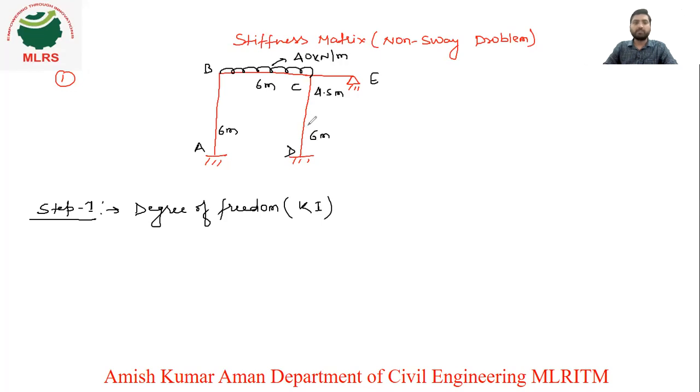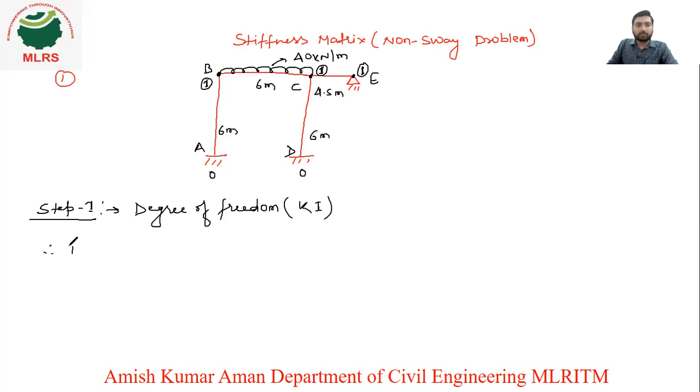Okay. So our first step is calculation of degree of freedom. We need to find the degree of freedom of this structure. If you see here, at A it is fixed, so degree of freedom is 0. At D, it is fixed, so degree of freedom is 0. Here it is hinged, right? So at this point, degree of freedom will be 1. Similarly, at C point also degree of freedom will be 1. This is hinged and here also it is hinged, so degree of freedom is 1. So in this non-sway problem, there are 3 degrees of freedom, right?